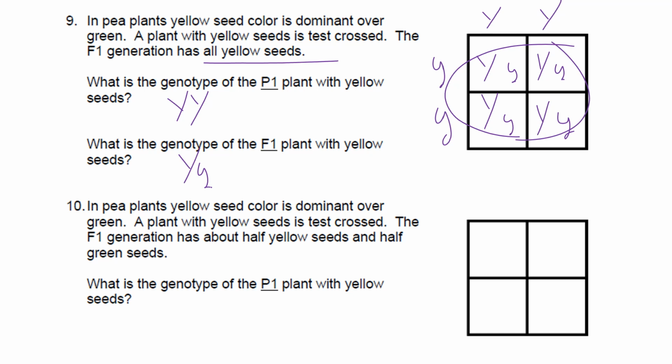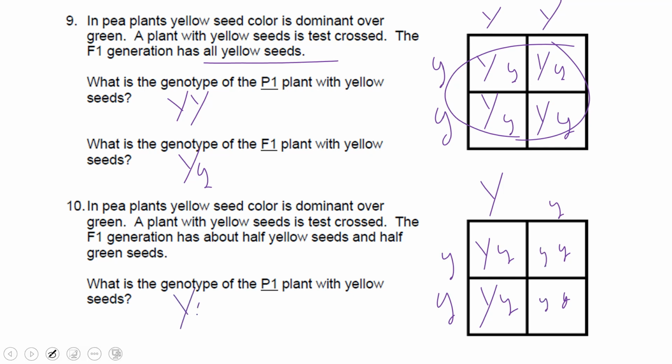Seed color again, we're test crossing again. This time though, half are yellow, half are green. So we'll do it this way. Remember, one of our parents has to be little y, little y. Okay. We know that we need half of them to end up being yellow, but the other half can end up being green. And so this time we must have had a heterozygote.